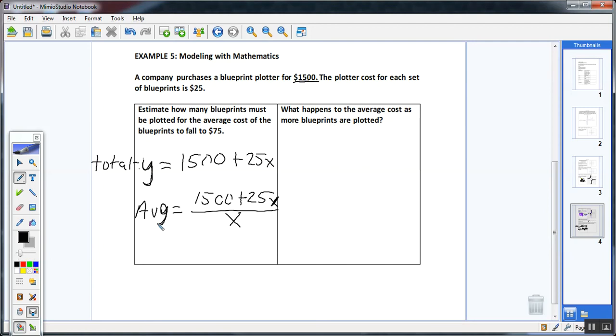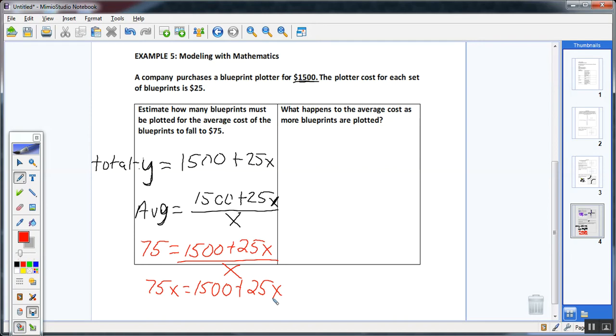There's the average function right there. They want to know how many prints we're going to have to make so that the average falls to what? They want to know what x is equal to when the average is what value here, kids? So what am I going to plug in for the average? 75. That's going to equal 1,500 plus 25x all over x. I don't like that x in the bottom, so what can I do to both sides? Multiply by x. So what's the left side going to become, Sam? 75x equals 1,500 plus 25x.